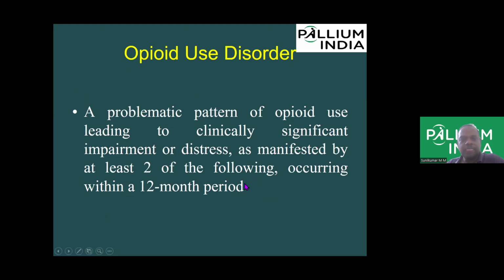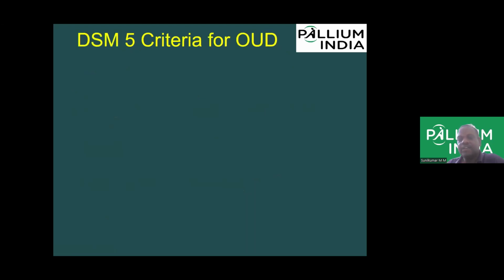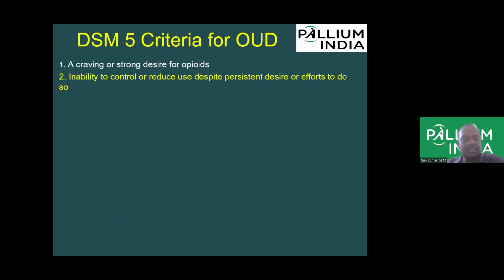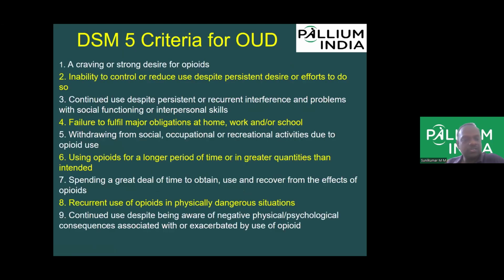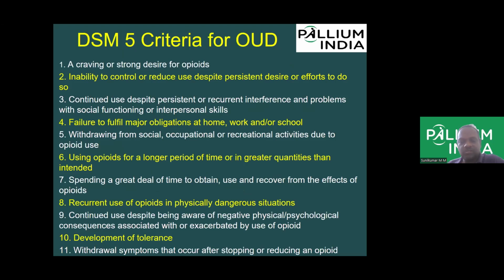Now, if you look at psychiatry books, you will not see physical dependence or psychological dependence. They use the term opioid use disorder, OUD. And how can you diagnose this OUD? According to DSM-5, the Diagnostic and Statistical Manual 5, there are 11 criteria. I'm not going to read this, but you can go through it once the PowerPoint is available.